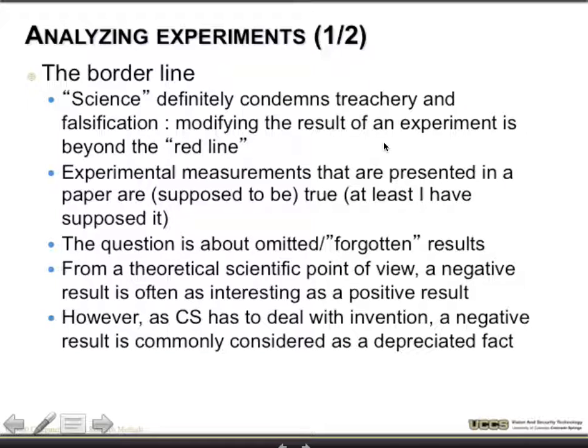Experimental measurements have to be presented in a paper, or at least they're supposed to be, in a way that is true. So when you're presenting results, you don't want to try and mislead the audience. There's always this weird question about omitted or forgotten results. If you run something and you get a result that's really inconsistent with your other results, and you just forget about it, thinking, oh, that must have been experimental error, be very careful. You might want to go back and really analyze it. From a theoretical point of view, a negative result can often be as interesting as a positive result, although it's difficult to publish.